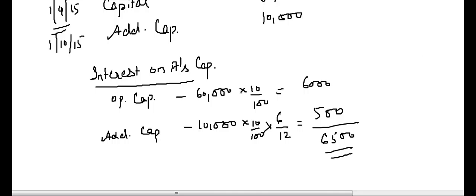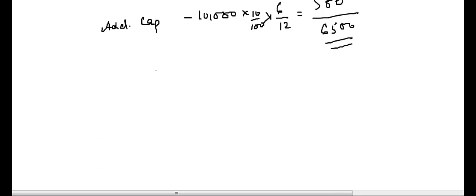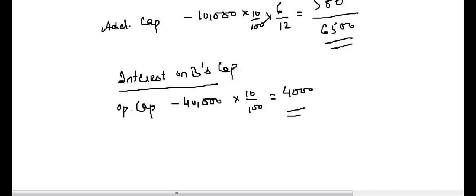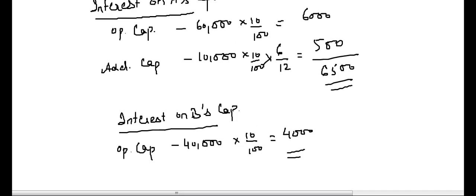Right? And the interest on B is quite simple, because there is no additional capital in case of B. Interest on B's capital, we have only the opening capital of 40,000, 10% for the full year, 4,000. Clear? So you can write this down.